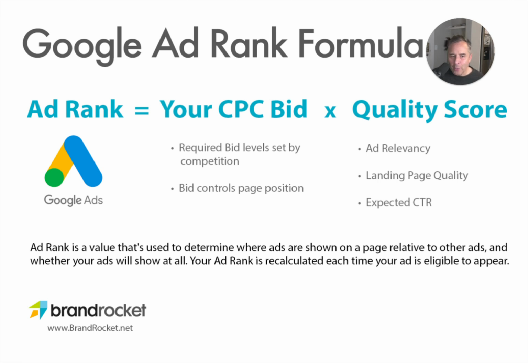All right, so ad rank is simply your CPC bid times your quality score, right? Ad rank determines where you're going to show up on the page. If we are bidding for page position, and I said this in a previous video, page position determines higher quality leads. It determines higher CTR, your click-through rate. It's very important to be at the top of the page, but only for the keywords that matter. And we're going to talk about that when we get into the keyword video.